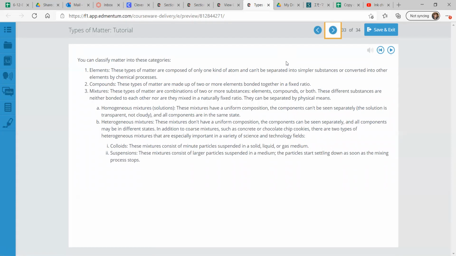Then this is a good slide to show you all of the summaries of how to classify matter: elements, compounds, mixtures, and then how to further classify mixtures into homogeneous mixtures, which are solutions, and heterogeneous mixtures, which can be colloids, suspensions, or just plain coarse.